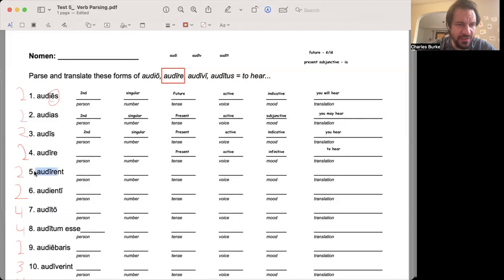Audirent, that's the infinitive, but then you add on an ending. That's how you form the imperfect subjunctive. I'm going to be a broken record here. We know it's active because the ending is an active ending. With present, imperfect, future, you can determine if it's active or passive based on the ending. The NT happens to be third person plural.